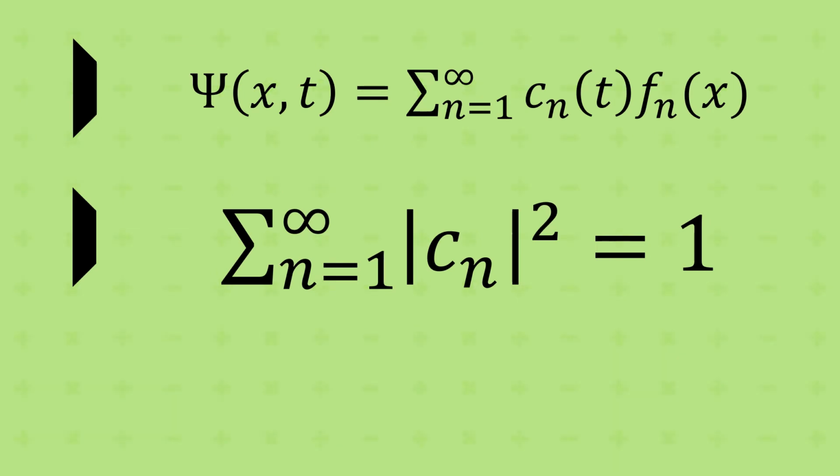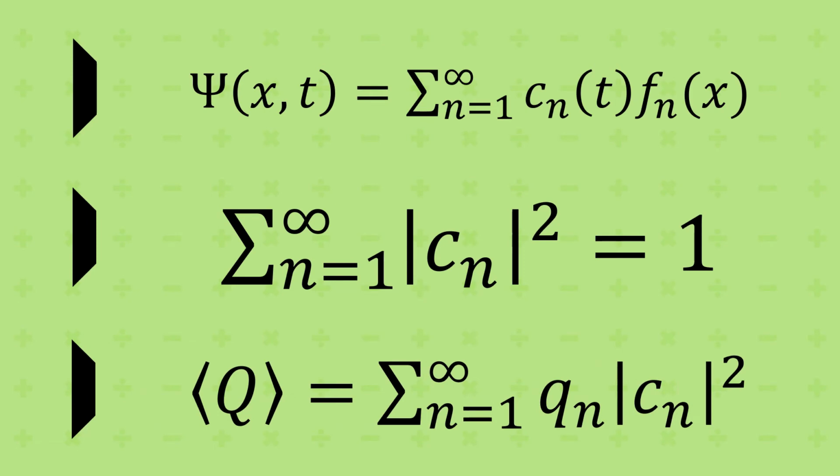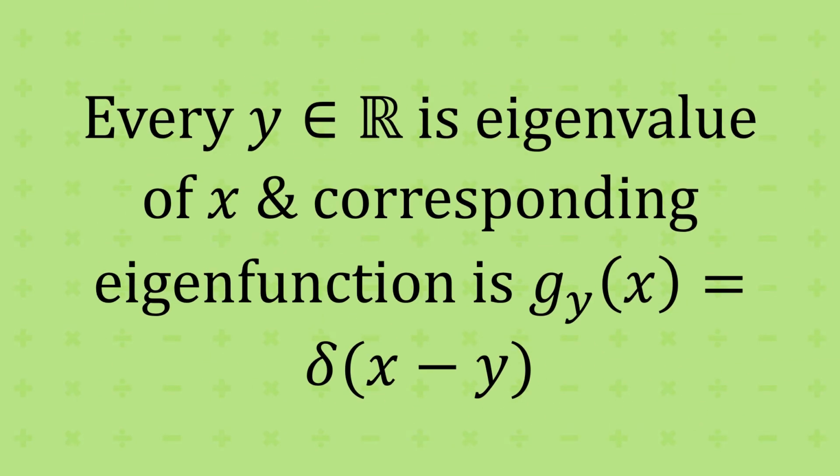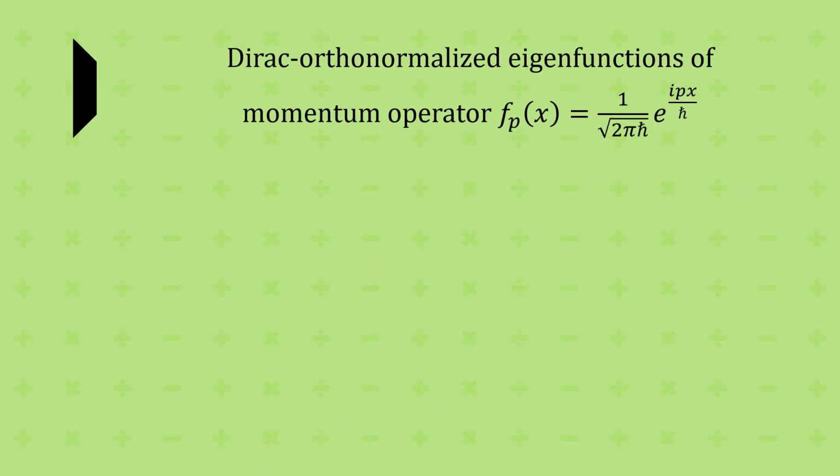The eigenfunctions of the observable operator are complete, so the wave functions can be written as a linear combination of them. Then the total probability must be 1, so we have this equation here, which follows from the normalization of the wave function. Similarly, the expectation value of q is equal to this expression here.